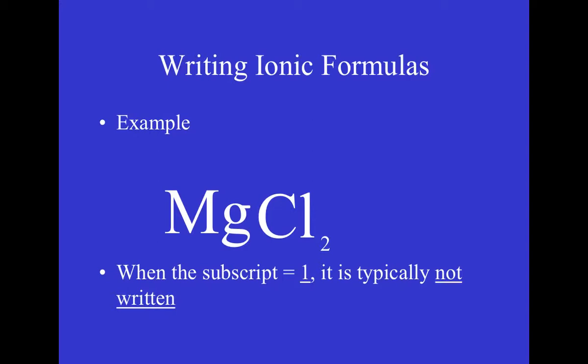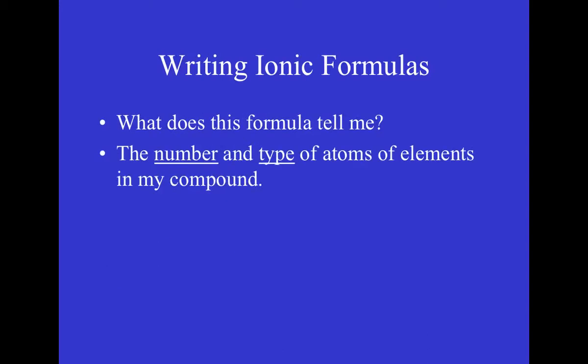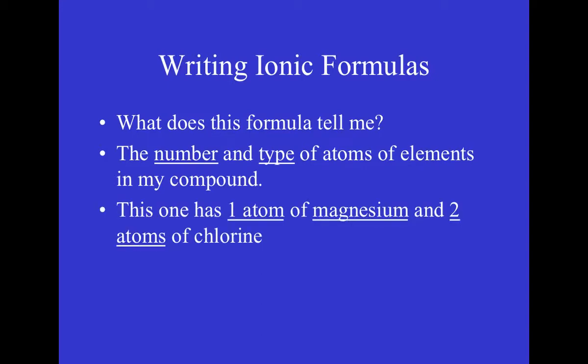So what do the formulas actually tell me? It tells me the number of atoms and the type of atoms and the particular elements that they belong to within my compound. So this one tells me I have one atom of magnesium and 2 atoms of chlorine that make it stable.